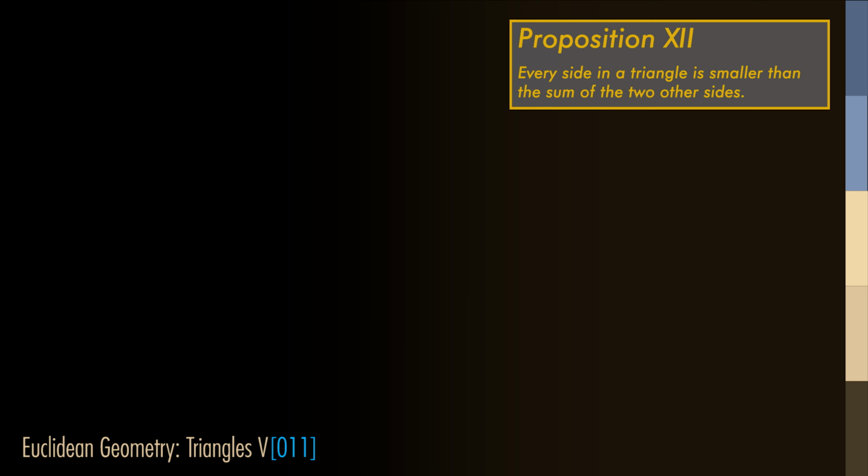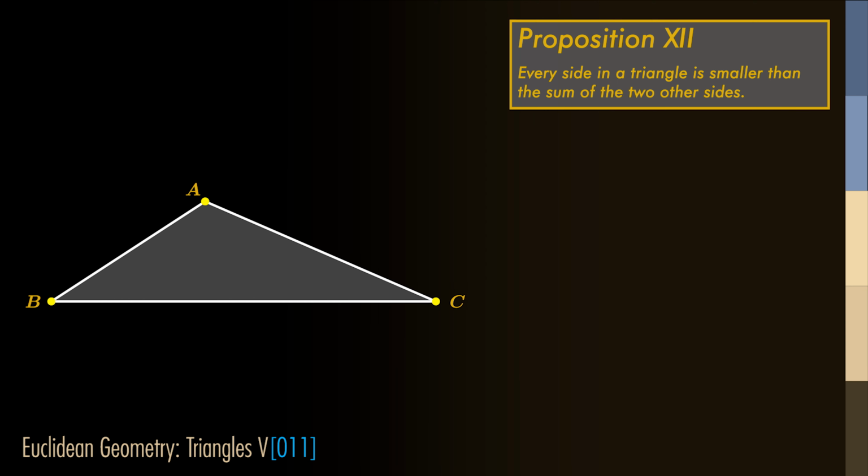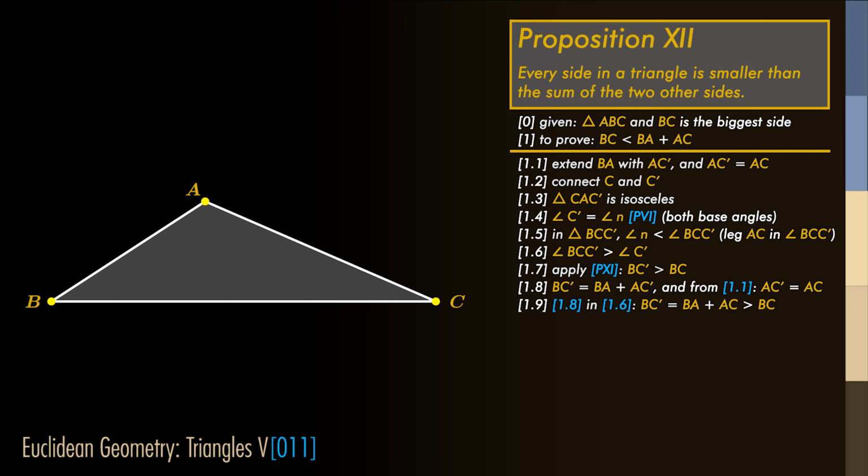Intuitively, we can see that when you go from start to finish in a straight line, your journey will be longer if you first go to another place before going to the finish. Well, that's what the next proposition, number 12, is about. Every side of a triangle is smaller than the sum of the two other sides. A triangle has three sides and the proposition is obvious for the two smaller sides.